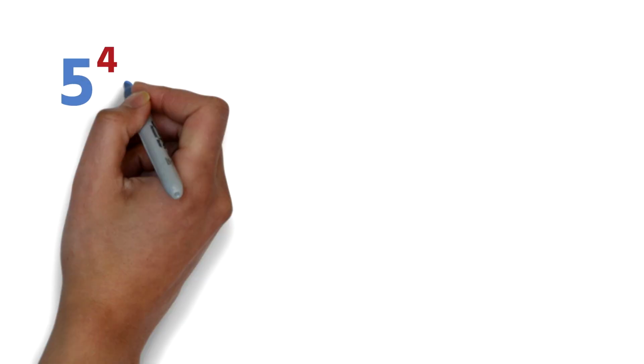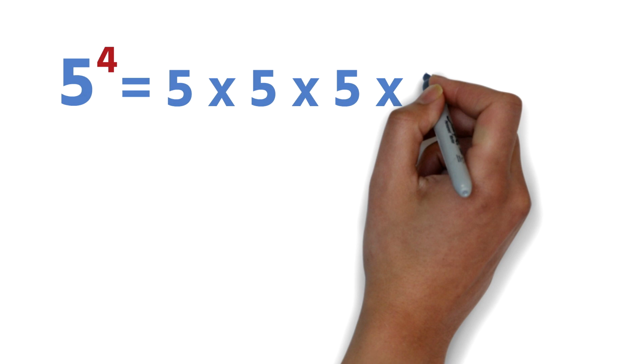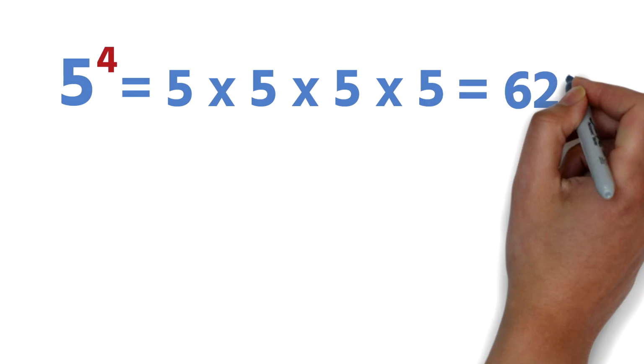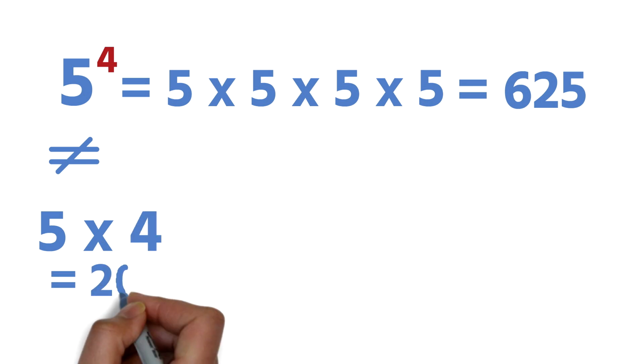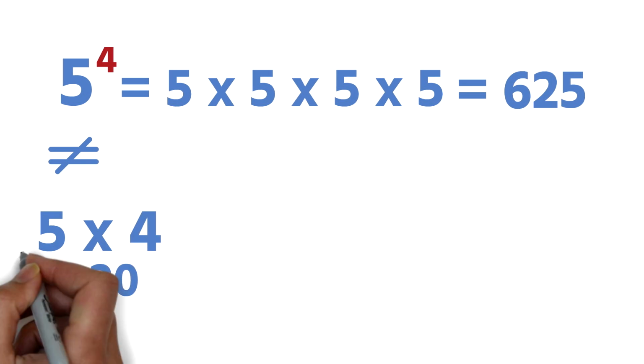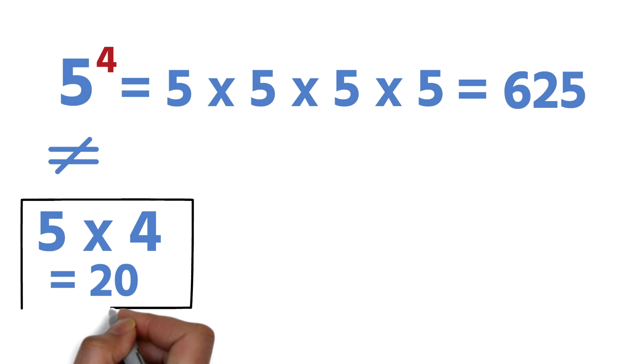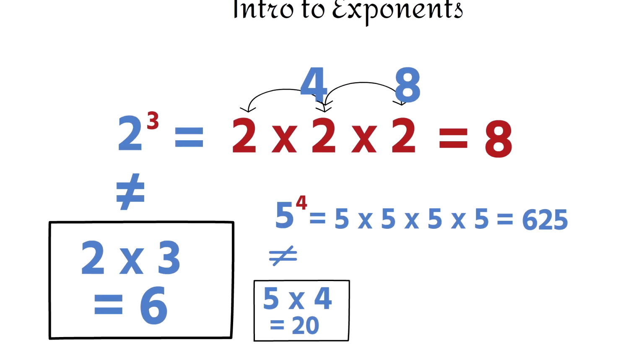5 exponent 4 is 5 times 5 times 5 times 5. This is 625. It is not 5 times 4, which is simply 20. I cannot count the number of times I've seen students get this part wrong. Please take note of it if you're not already familiar with it. Now that I've gotten this out of the way, let's look at our question.